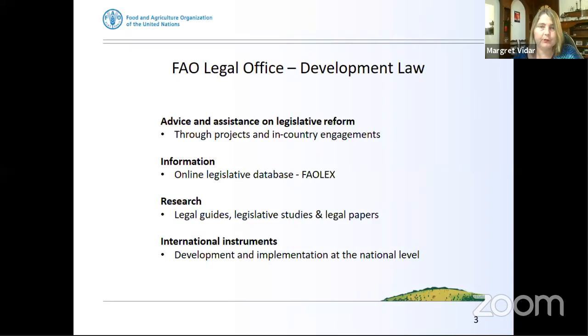First of all, a few words about my office. I work in the FAO Legal Office at Rome headquarters, and I'm part of the development law branch, which basically means that we are there to help our member states in revising and reviewing legislation, and strengthening it. We also collect information on national legislation in FAOLEX, and we undertake research. We like this to be connected, so that our research and publications are built on our practical experience, and we also use them in our technical assistance. And finally, we support the development of international instruments, such as the Voluntary Guidelines on the Governance of Tenure, where we took a very active part in preparing them and now in promoting them in national legislation.